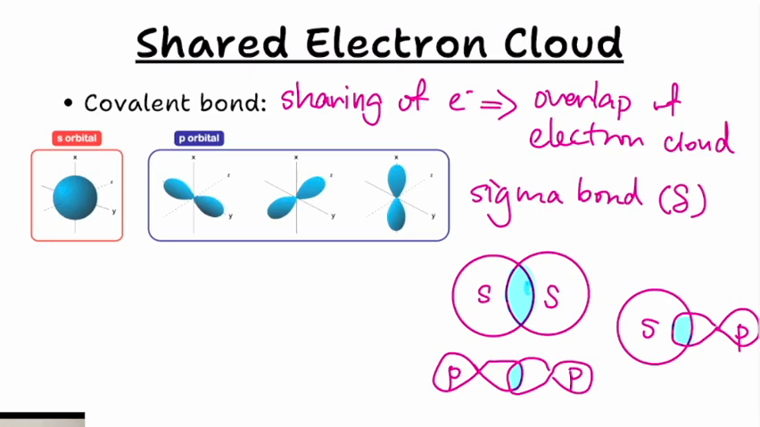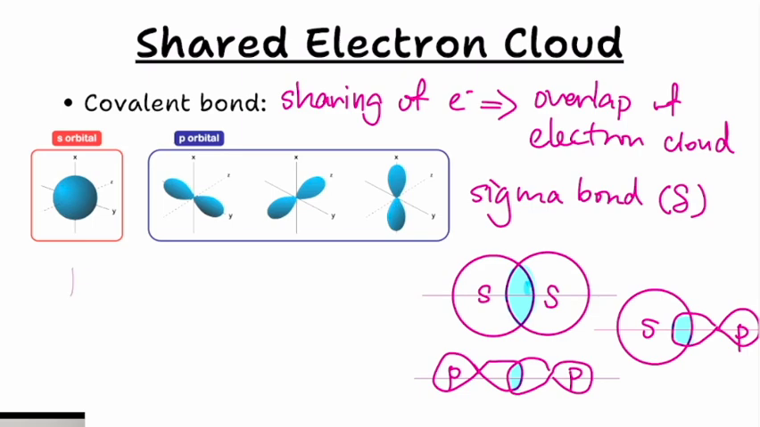Remember that the overlapping part is always on the internuclear axis. The internuclear axis is an axis that passes through the nuclei of the two atoms. The overlap of the electron cloud is always on this internuclear axis. Those are the features of a sigma bond.